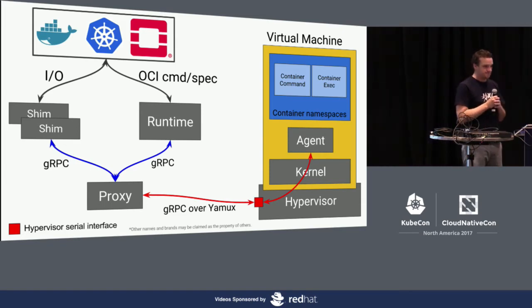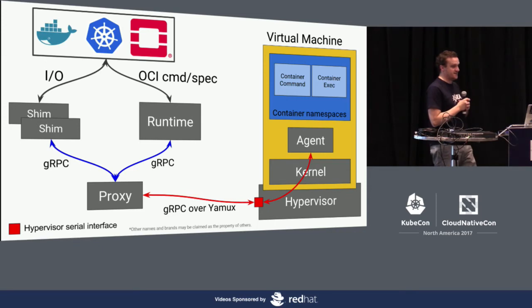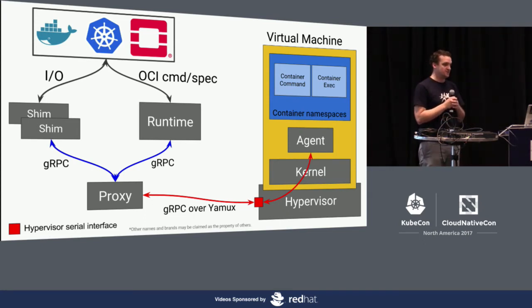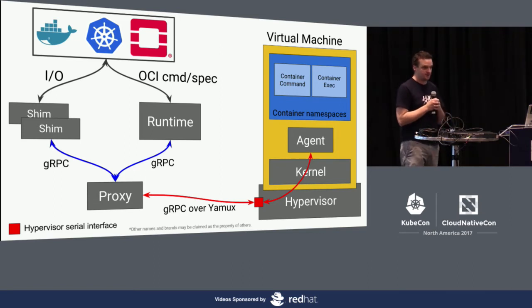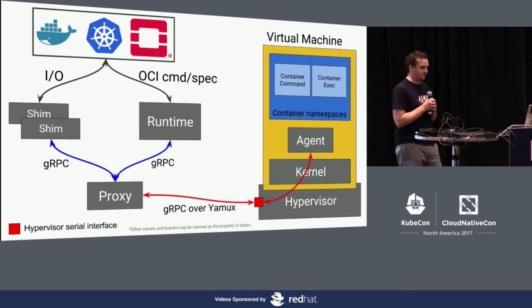So here you have all the higher level components: Docker, Kubernetes, and OpenStack. On one side, they send or receive I/O, so stdin, stderr, stdout, and this is handled by the shim. All those components are actually talking to a shim because they expect to talk to a process and not a virtual machine. So we have a shim sitting between your software components, Kubernetes or Docker, and the actual virtual machine that holds the container. And the runtime is the one handling all the OCI commands and the OCI specification. One really important thing is that the runtime is OCI compliant, so we get OCI commands and specification from the higher levels of the stack.